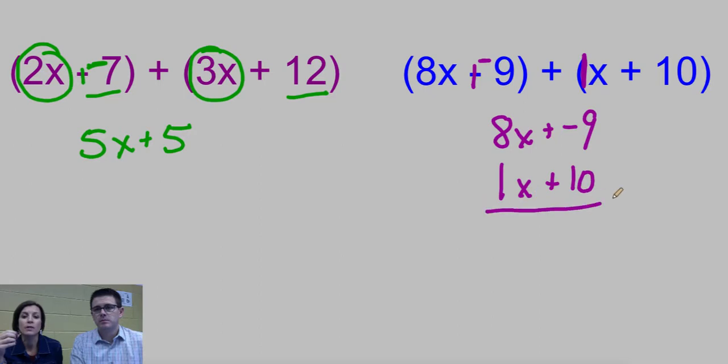The way that I have kids work their adding linear expressions is to line them up vertically. That way you're not going to miss a circle or a negative. It's just one more way of showing your work. So lining them up vertically, you've got your x on top of your x. So 8x plus 1x is 9x. Negative 9 plus 10 is positive 1. It's just another way of keeping track of your work so you're not losing your signs and you're combining what needs to be combined.